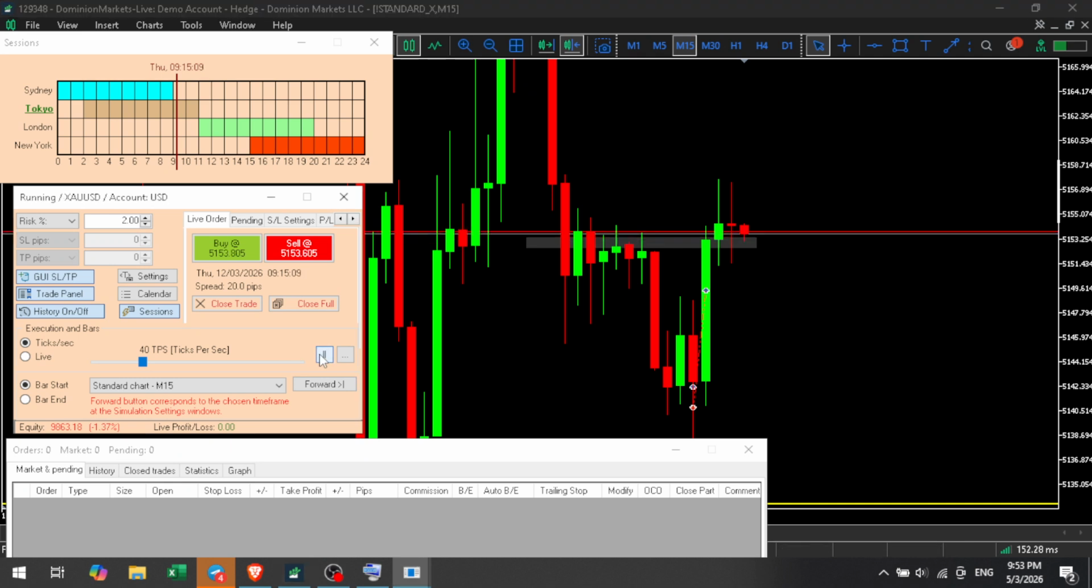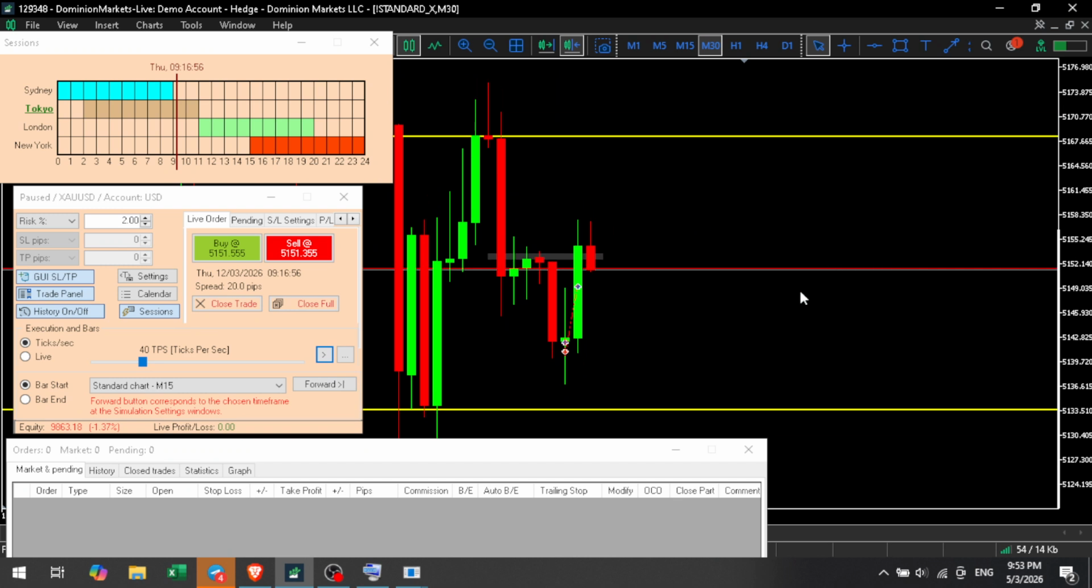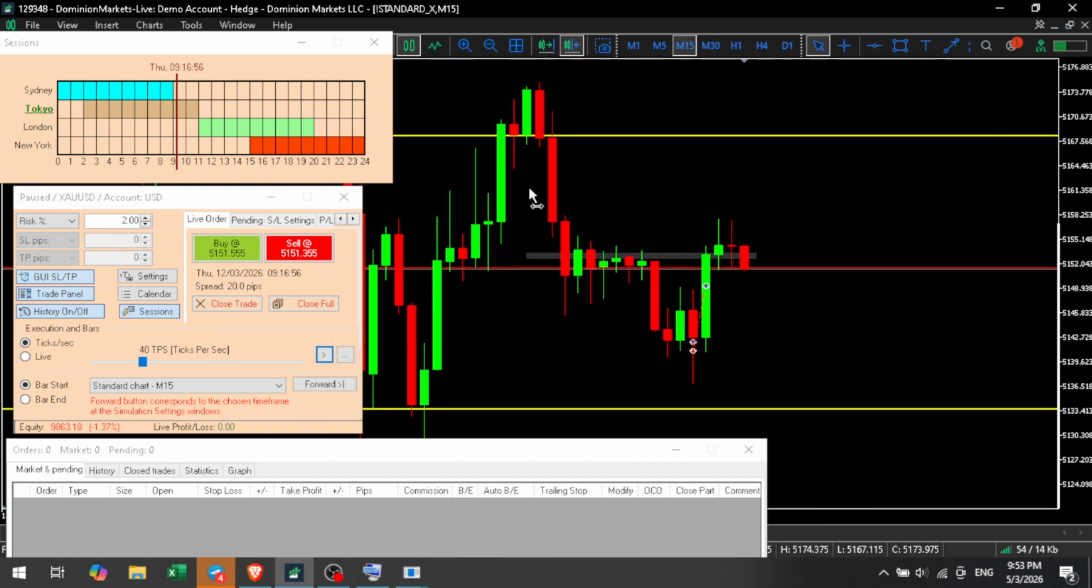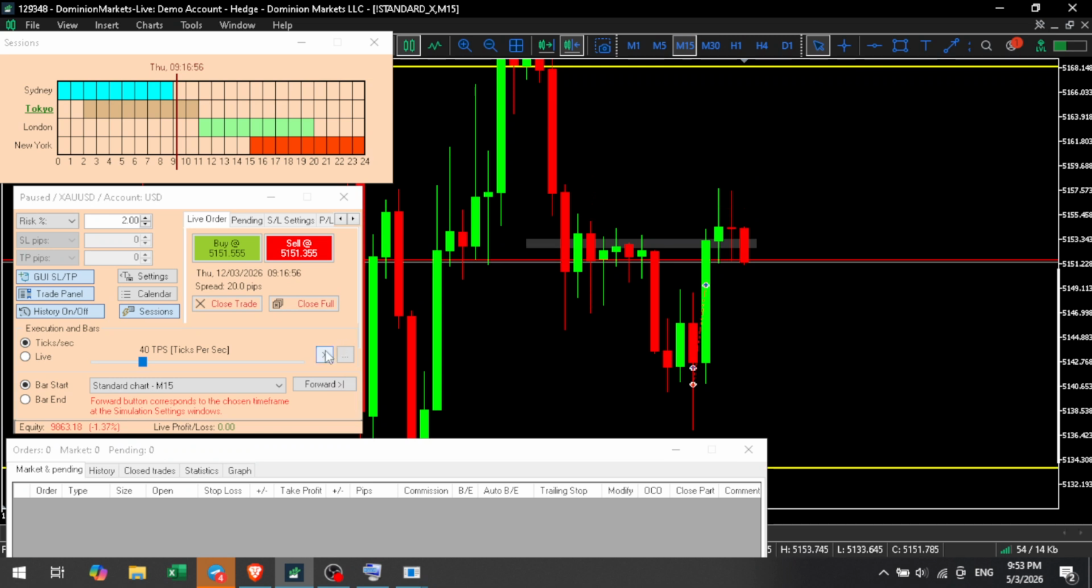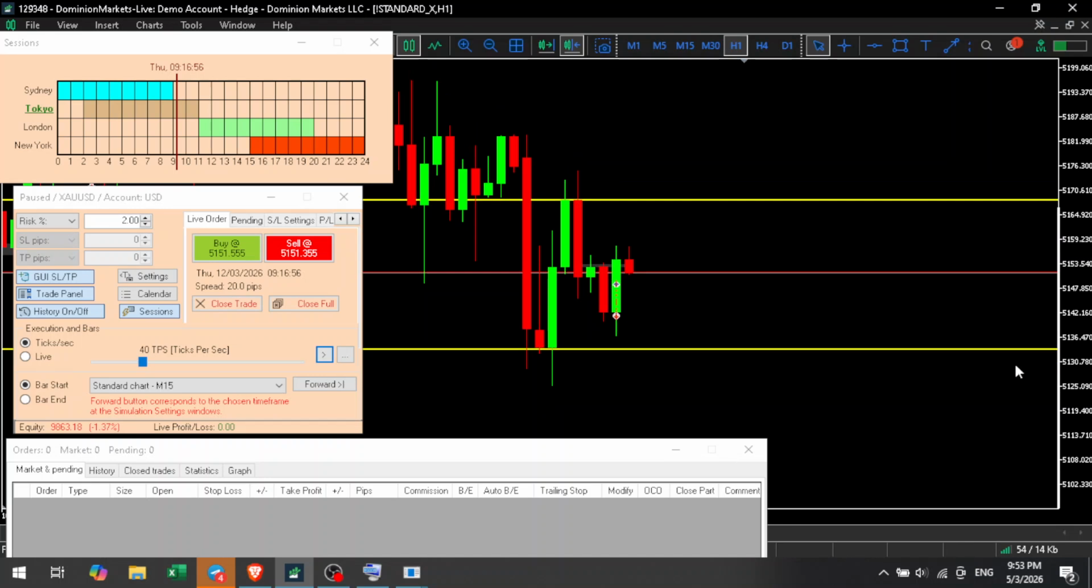Let's see if we can break the previous candle's high for buys. We are not interested in sells, or maybe we are. Yes, maybe we are, but we have lost here what, 1.5, 1.3. Should we go on for sells? Maybe we should. There was a move down, pull back, resistance came down.